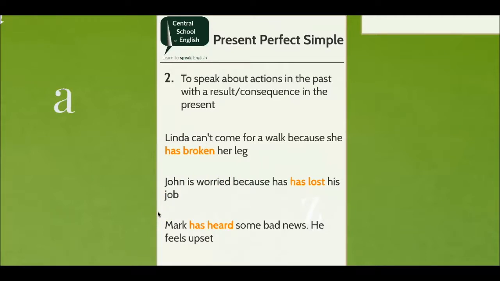Let's look at another example. Mark has heard some bad news. He feels upset. In this sentence, we use the present perfect to speak about the action in the past. We use the present perfect to communicate that Mark has heard some bad news. This action has a result in the present. The result is that now Mark feels upset.